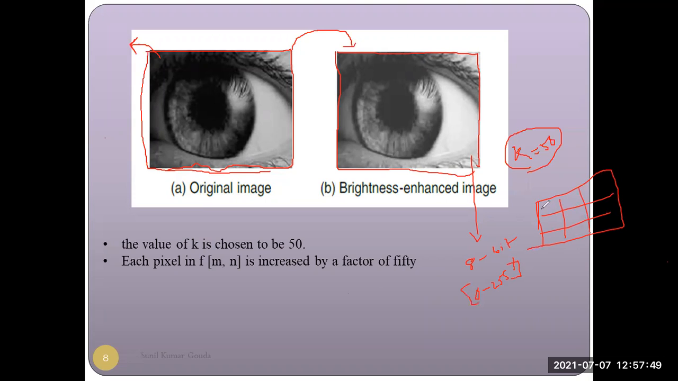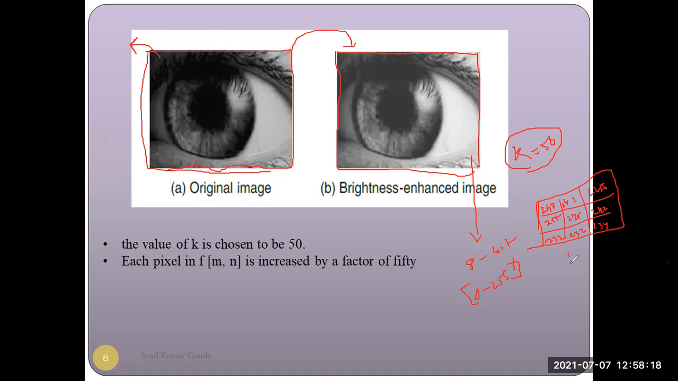Now suppose all these values are more than 220. Say 240, 241, 245, 255, 225, 222, 232, 232.